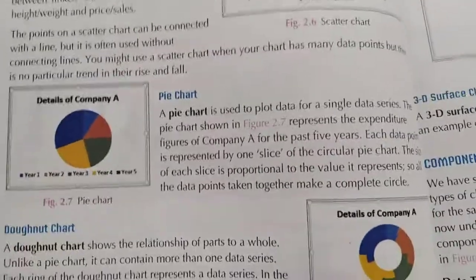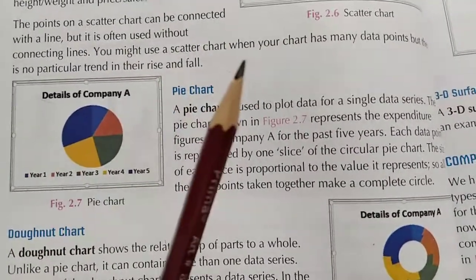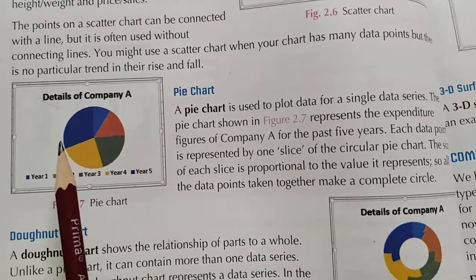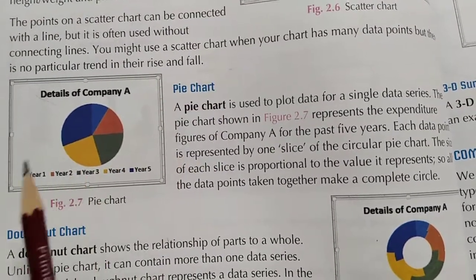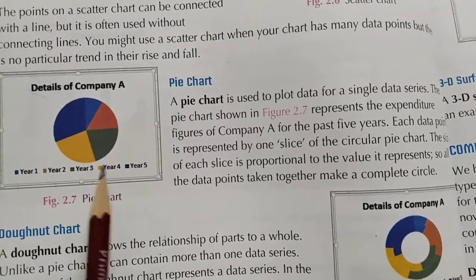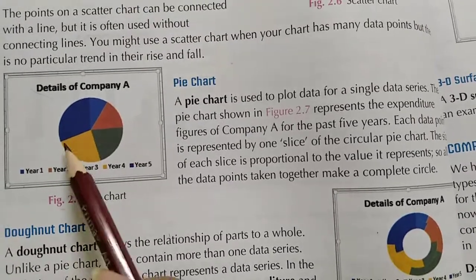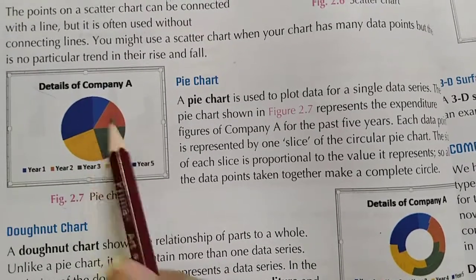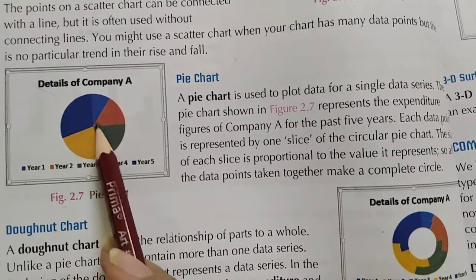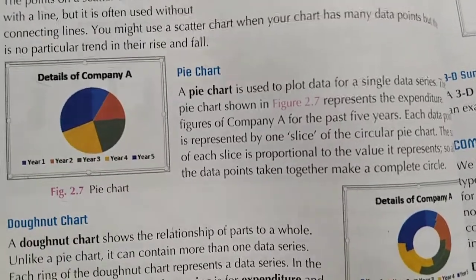Then comes the pie chart. A pie chart is used to represent a single data series over time. For example, if you want to see the expenditure in year 1, year 2, year 3, year 4, year 5, you can use the pie chart. Each slice is represented by a different color, so you can differentiate between them.